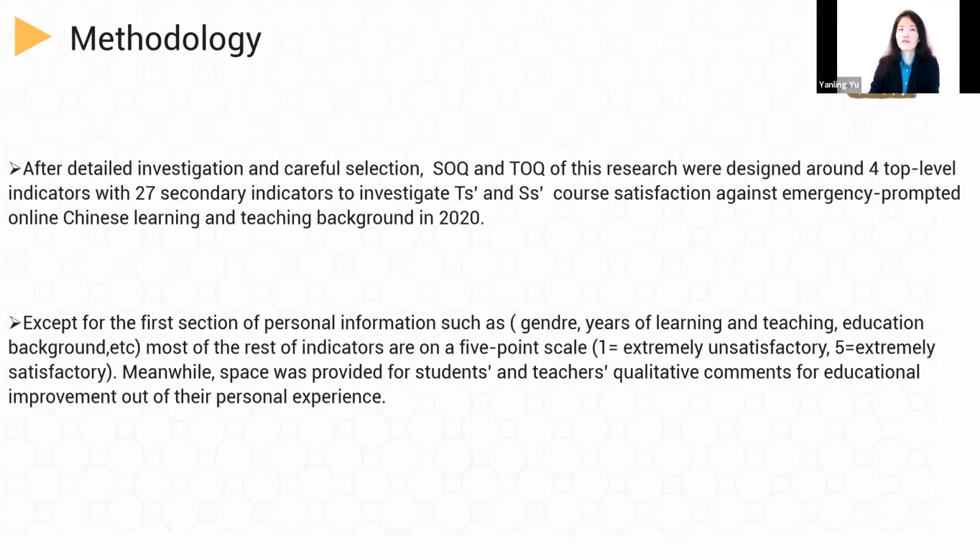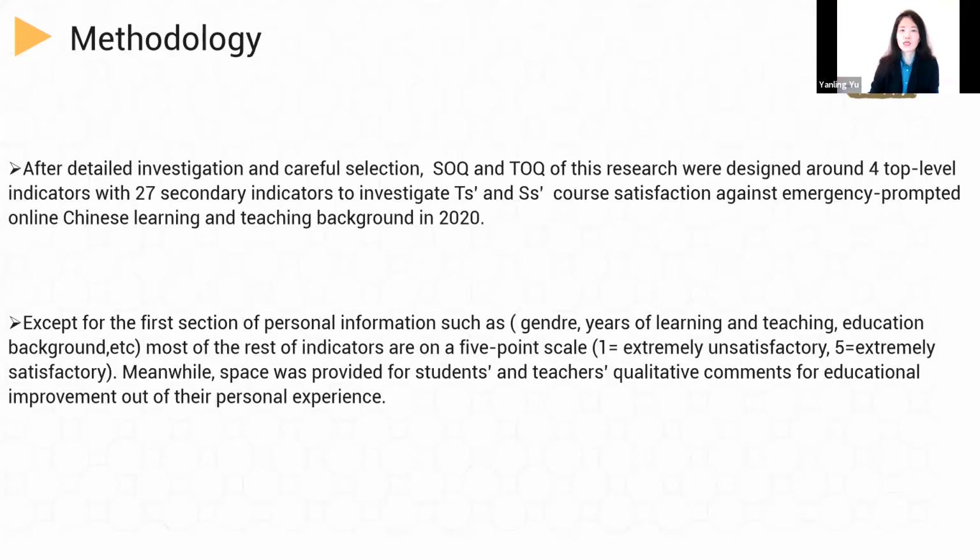After detailed investigation and careful selection, two questionnaires were designed: a student opinion questionnaire and a teacher opinion questionnaire. Roughly speaking, there are 4 top-level indicators with almost 27 secondary indicators, and the indicators are on a 5-point scale.